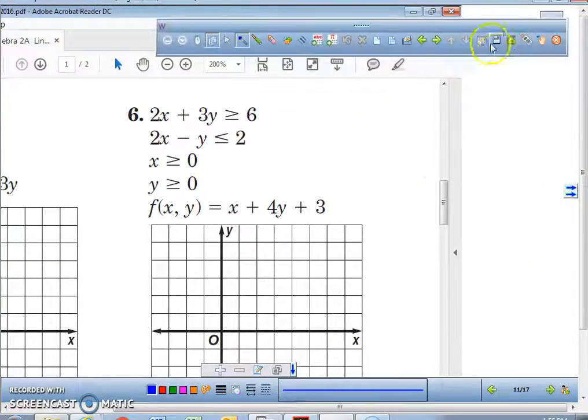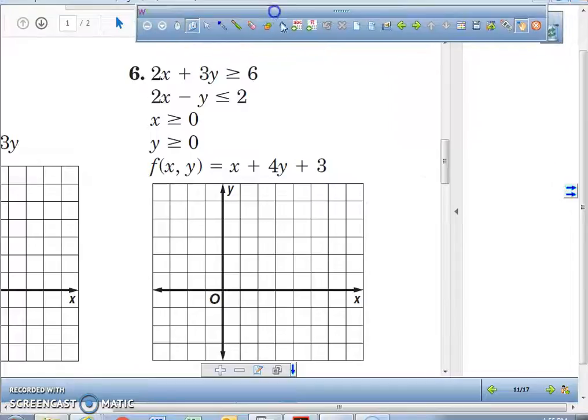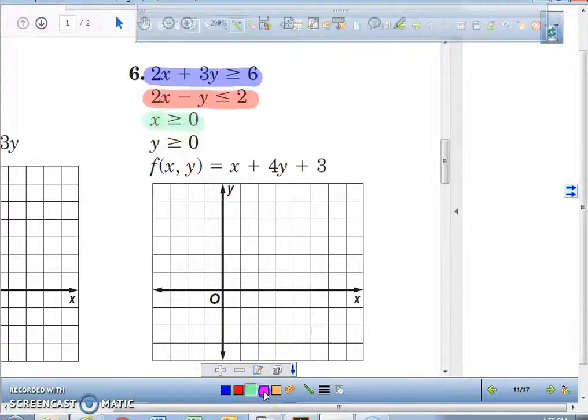Last problem we're working on together, all right, in chapter 3, section 4, linear programming, number 6. I'm going to highlight this one in blue, this one in red, this one in green, and this one in magenta, but I'm not going to be doing shading all together at the same time, because that would just make this look ridiculous. So, this one's kind of tricky.